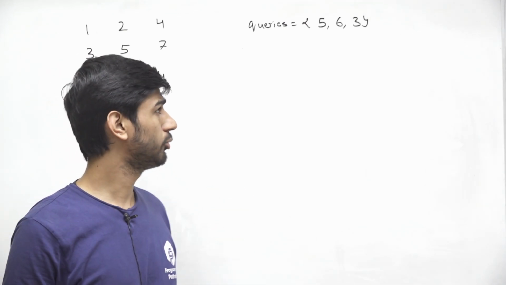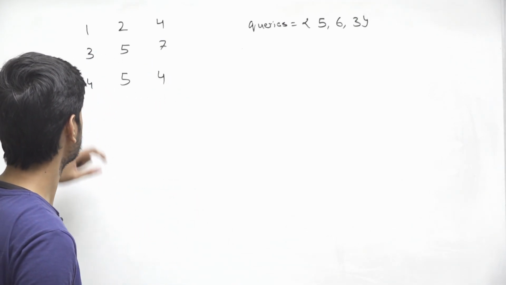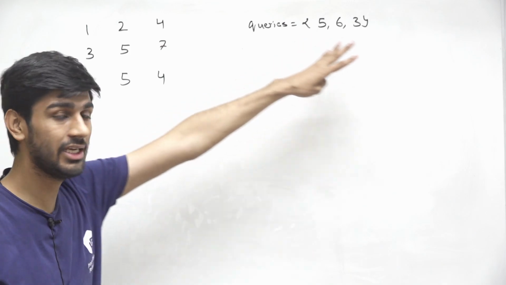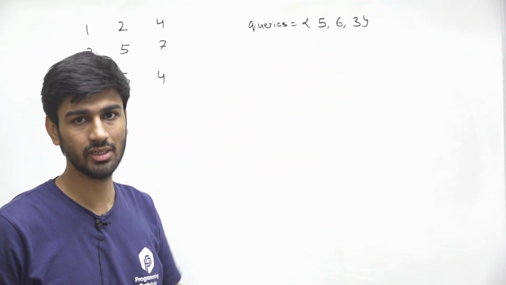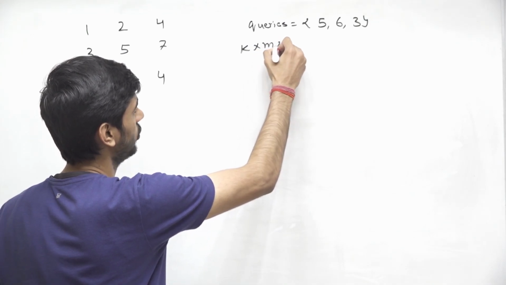So let's come back to the brute force. In brute force, what we discussed is that we will be running a BFS or DFS starting from the top left corner for every query: for 5, then 6, then for 3, right? And we have already discussed that the time complexity of this will be k into m into n, right?